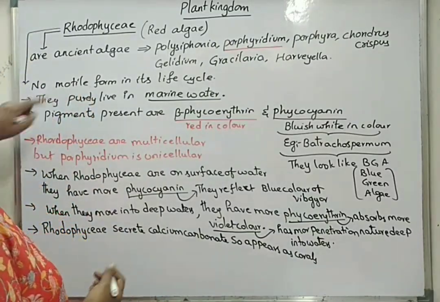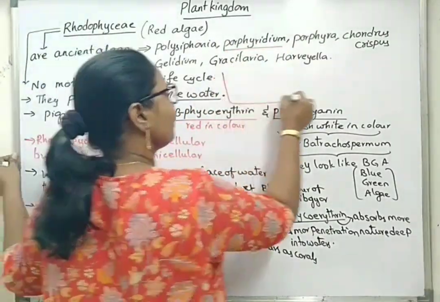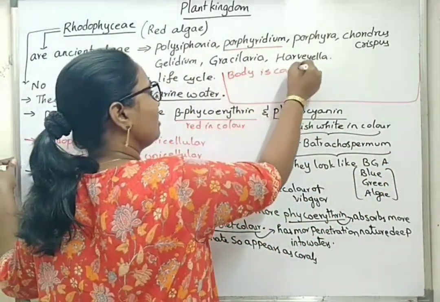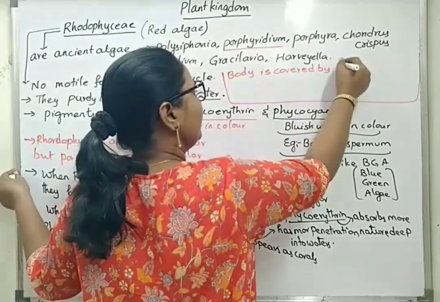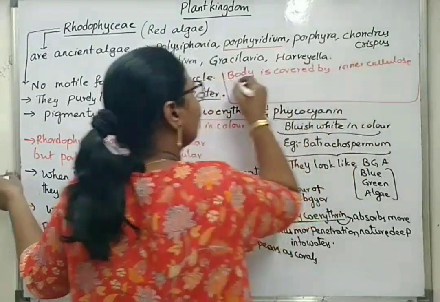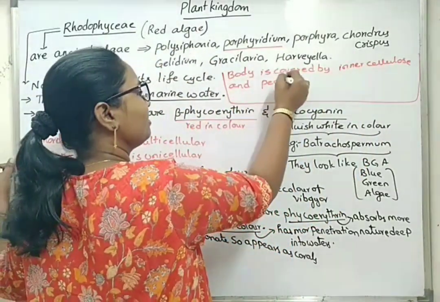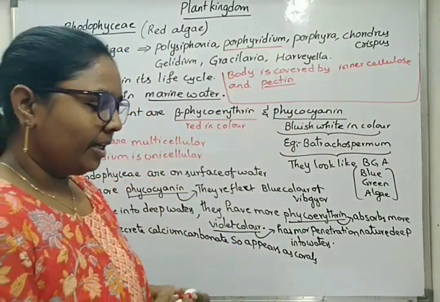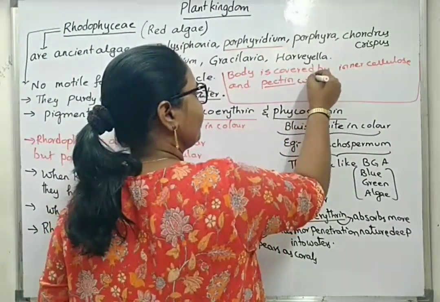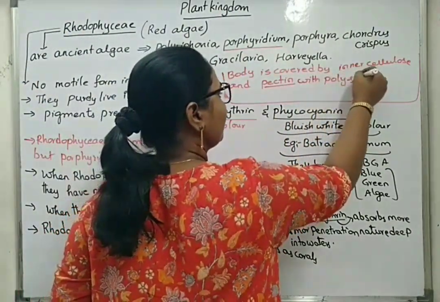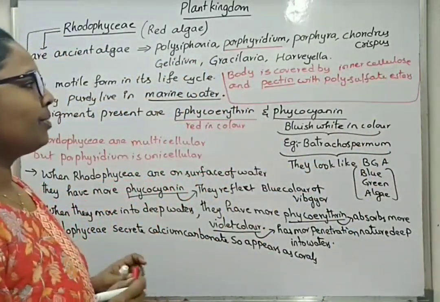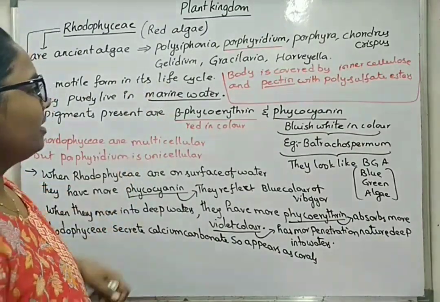Here we forgot one important point, that we have to read about its structure. I have said there are no motile forms. The body is covered by inner cellulose and pectin. Along with pectin, there will be polysulfate esters. This is an important point.